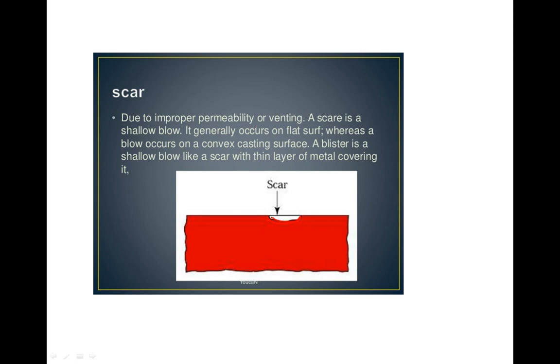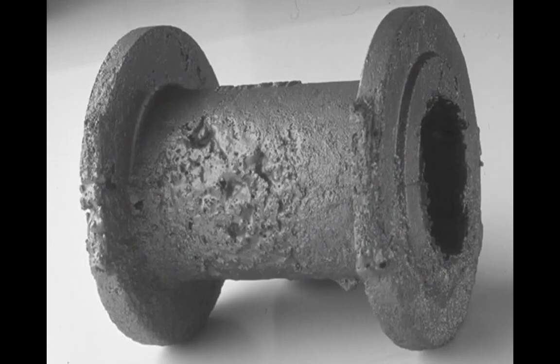It is due to improper permeability of sand or improper venting. Venting means you are not carrying out proper ramming or you are not allowing the gases to escape. Venting is not carried out properly. A shallow blow comes into the picture after casting. It generally occurs on a flat surface, whereas a blow occurs on a convex casting surface. A blister is a shallow blow like a scar with a thin layer of metal covering it. We will observe this in this case.